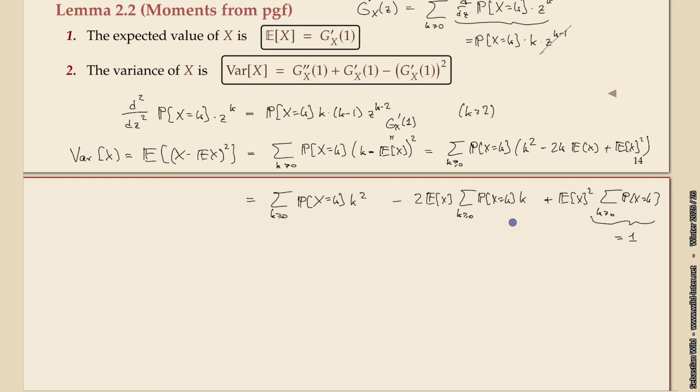So this one's our expectation again, right? So we have E[X] squared minus 2 E[X] squared. That leaves us with 1 minus E[X] squared. And this one, we can split up again to look a bit more like this one. K squared is the same as k times (k minus 1) plus 1 plus k. And that's where we have another E[X] from. Okay.